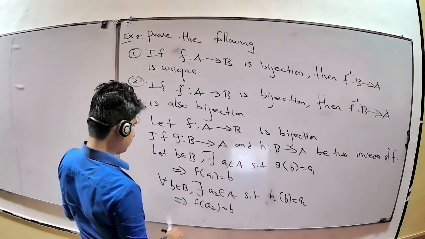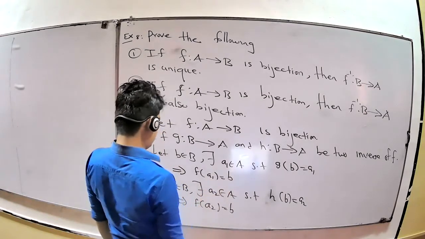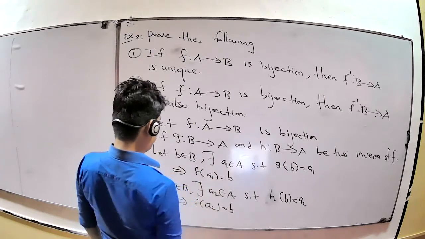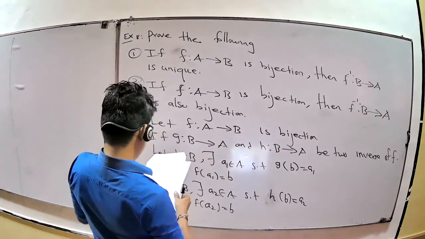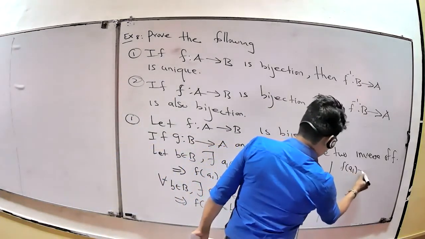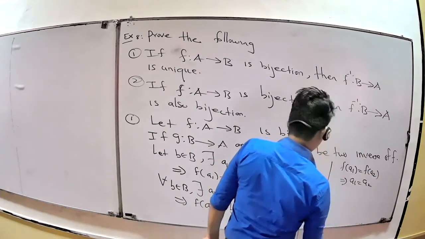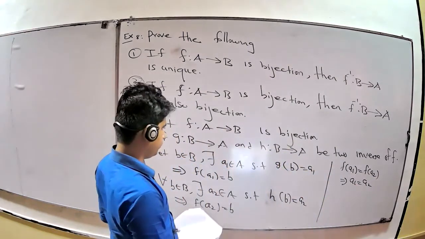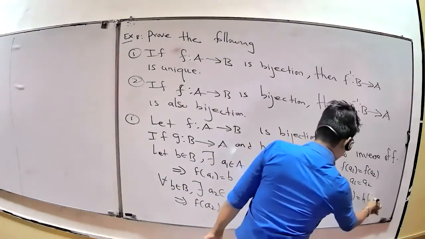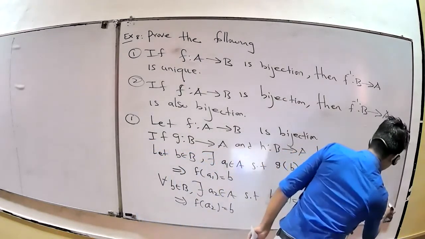Because f is bijective, suppose f of a1 equals f of a2. Since f is one to one, therefore a1 equals a2. That means g of b equals h of b for any value of b belonging to B.